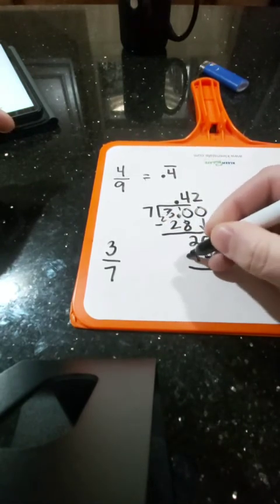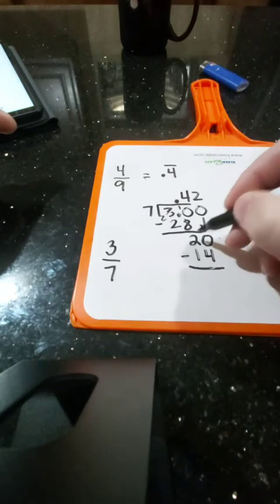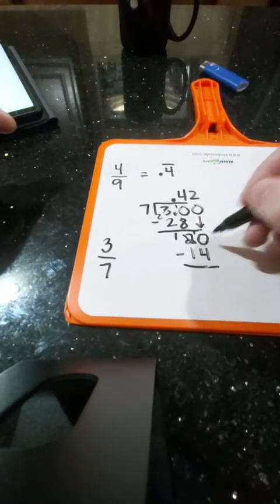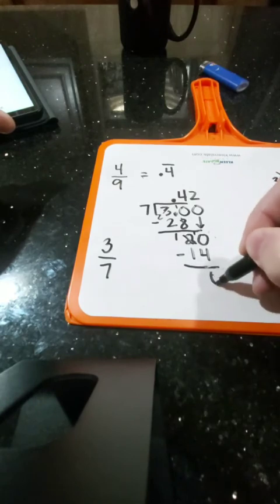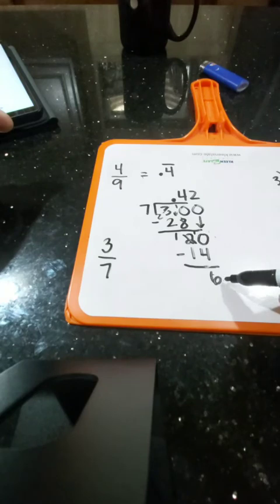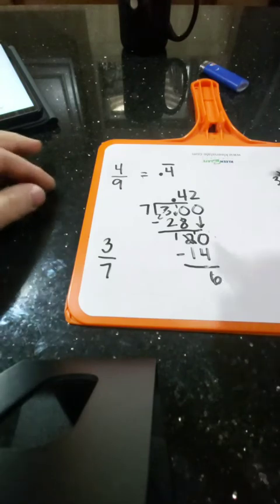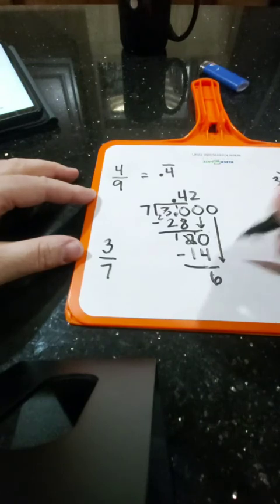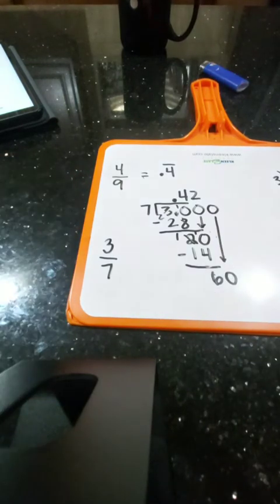And again, we're going to do our subtraction problem. All right, so we can't take 0 from 4, so we're going to borrow again. 10 minus 4, that gives us 6. All right, again, 7 cannot go into 6. So again, we're going to follow the step and add another 0. We're going to bring that 0 all the way down and turn this into 60.